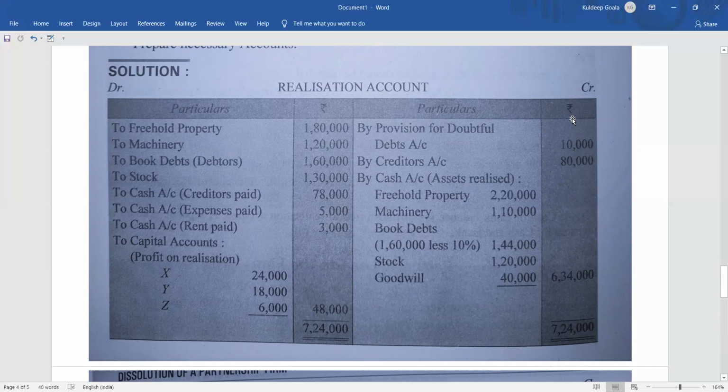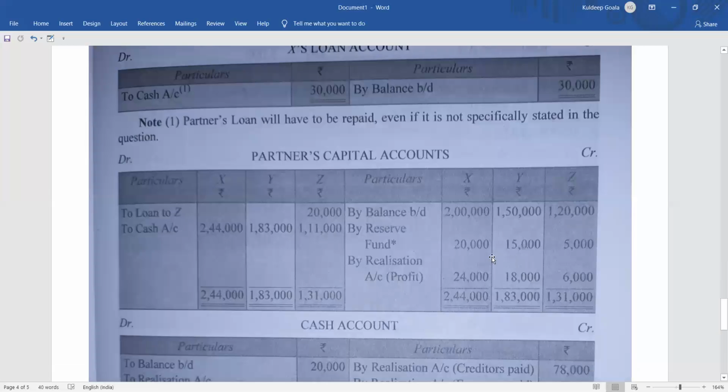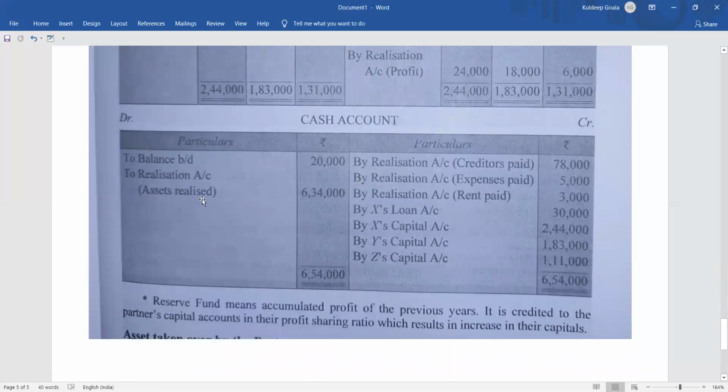Now coming to the credit side, what do we have related to cash? Only one cash account, which is related to the asset realized. And what is the amount? 6,34,000. How are we going to put it? It is very simple. It will go in the debit side of the cash as to realization account, 6,34,000. You can mention in brackets if you want: realization, asset realized, 6,34,000.